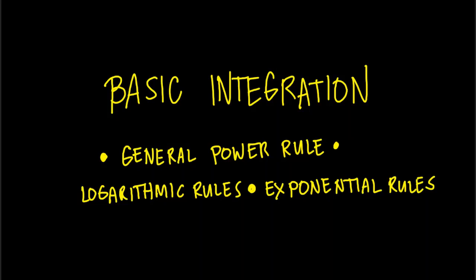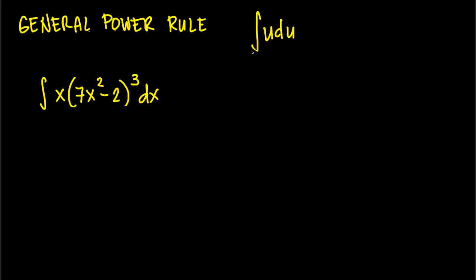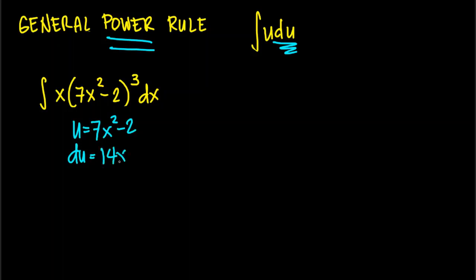For the general power rule, as a review, we have here the u and du. Because it's called the general power rule, whichever term has the power, that is your u. So our u is 7x squared minus 2, and du stands for the derivative of u, right? And this becomes 14x. Observe the term beside it, it's only x. So what you have to do is make it 14x. So we are going to multiply it by 14 over 14, and then x times (7x squared minus 2) cubed dx.